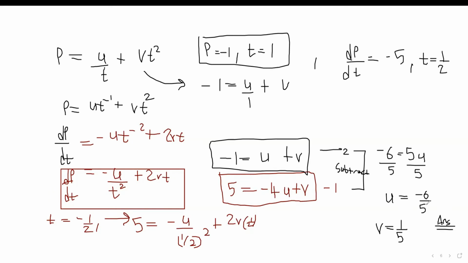All right, that's it. Just to check it back to make sure it makes sense, if you were to plug it into the original equation and see if you get back negative 1, that should be fine. If you want to check it back, you should get back negative 1 when you plug in your values, and you should get dP as 5 when you plug in your values. So that's it. U is minus 6 over 5 and V is 1 over 5. So go write that down.